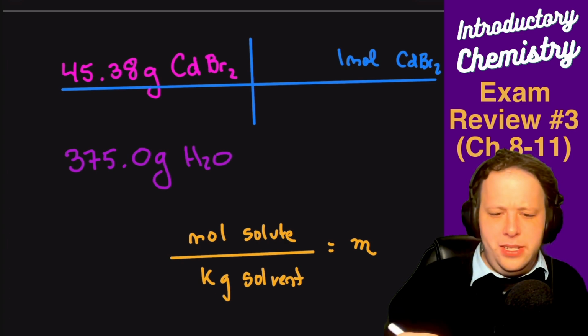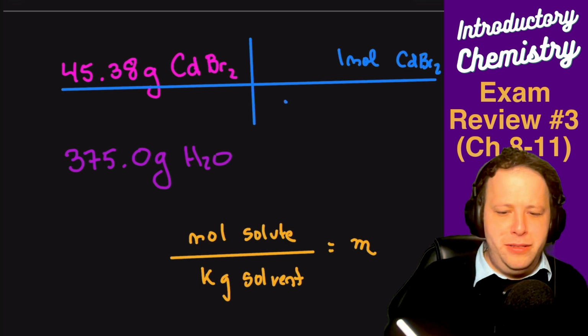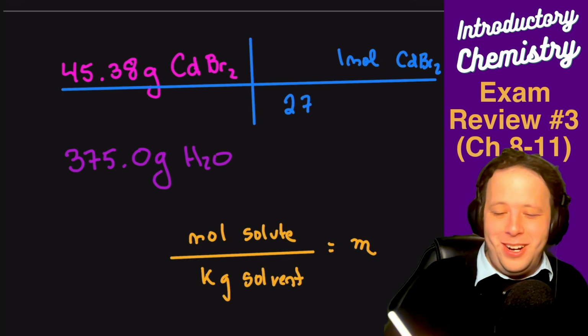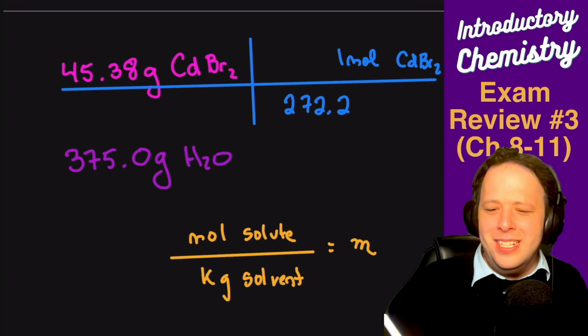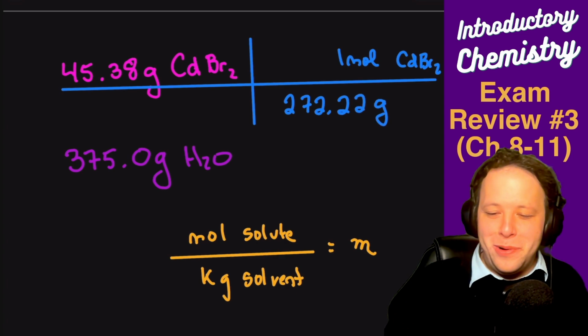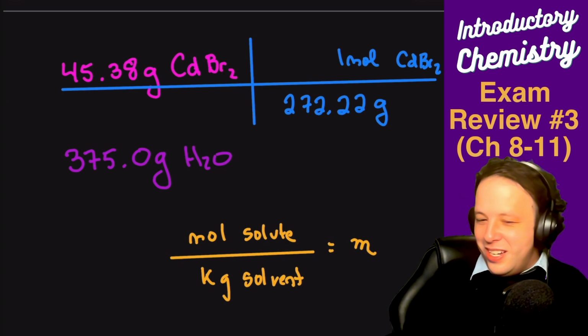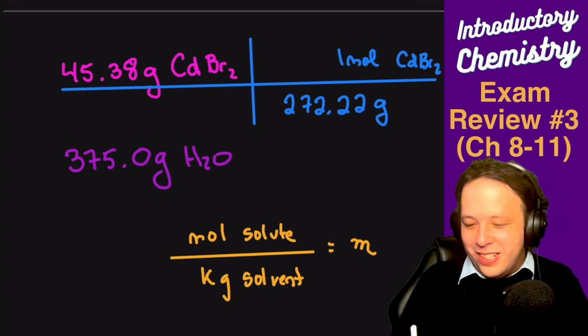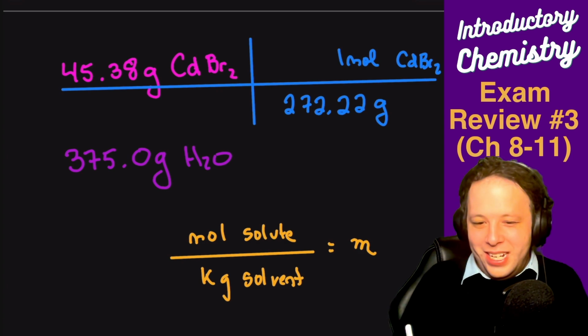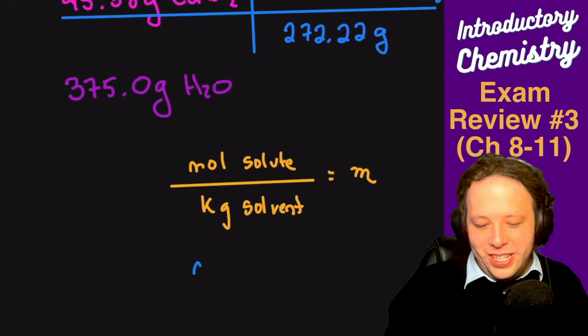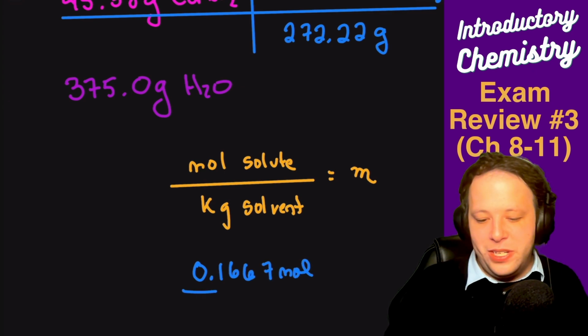272.21 sounds reasonable. Did you end up getting the answer correct over there? Then you probably did. If 22, you didn't get it right. Uh-oh. All right, we'll see. 272.2 grams of cadmium bromide. When we solve for this part, we're going to calculate how many moles we have. So we do 45.38 divided by 272.22. And what we should get is 0.1667 moles of our solute.